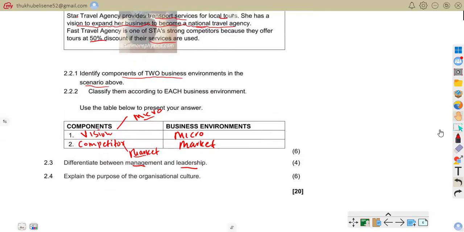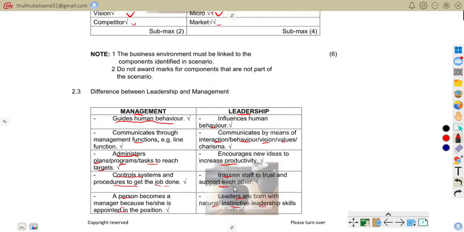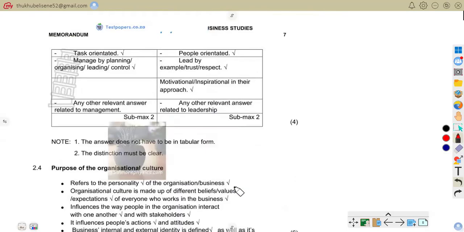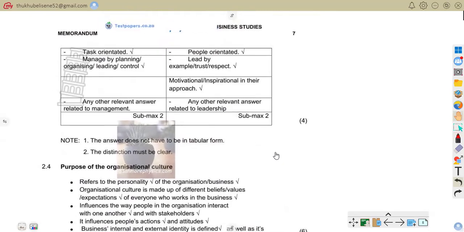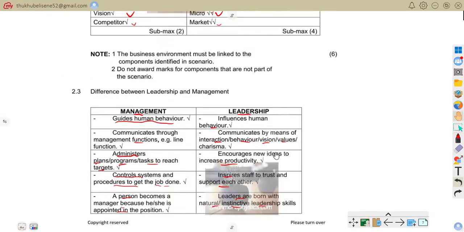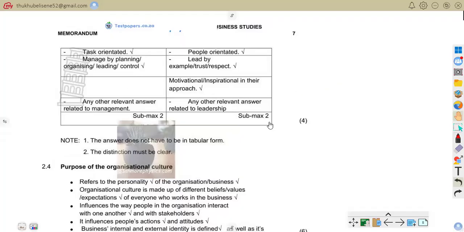So now we are to explain the purpose of organizational culture. Let's quickly explain the purpose of organizational culture. Okay, sorry, let us just finish off these answers for 2.3, where we are still differentiating management and leadership.